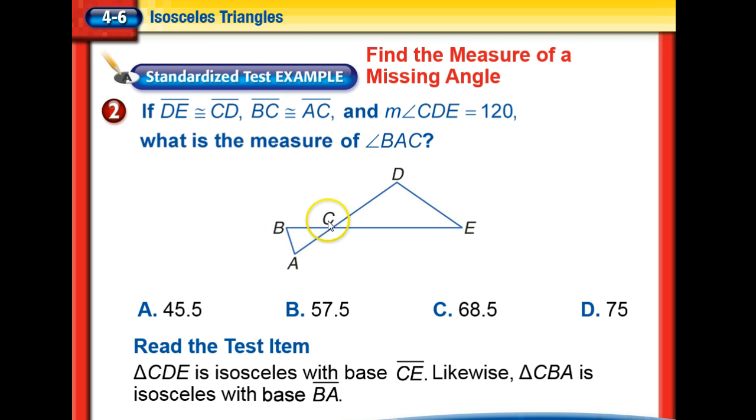We're looking for BAC. So since we have vertical angles here, this angle up here is 30 degrees. And this is also our vertex angle. So now we take 180 minus 30, and that leaves us 150. 150 divided by 2 gives us these two base angles, which is 75. So the answer should be D.